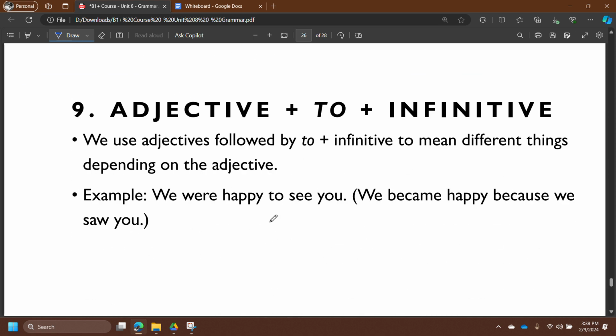Pattern 9, we use adjective plus to plus infinitive as well. We use adjectives followed by to plus infinitive to mean different things depending on the adjective. Example, we were happy to see you. Happy to see you. We became happy. The meaning is we became happy because we saw you. Okay, so you can make many more sentences. Another one could be like, it's important to study your lessons before the exam. It's important to study. We have important, adjective, to is to, study is infinitive.